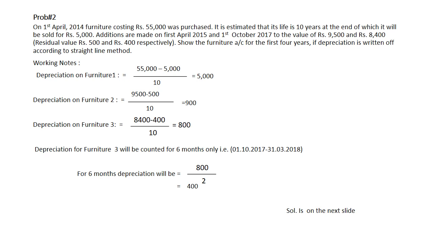The working notes. Depreciation on furniture 1, that is 55,000 less 5,000 divided by 10, equals 5,000. Depreciation on second furniture, that is 9,500 less 500 divided by 10, equals 900. Depreciation on third furniture, that is 8,400 less 400 divided by 10, equals 800. Depreciation for furniture 3 will be counted for 6 months only, that is from 1/10/2017 to 31st/3/2018. For 6 months depreciation will be 800 divided by 2, that is 400.